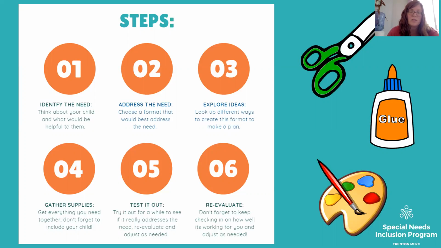So I'm just going to go through these 6 steps that I've identified and how to create them so that you have a better idea of how to make them successful for your family. So the first step is to think about your child. Identify the need.